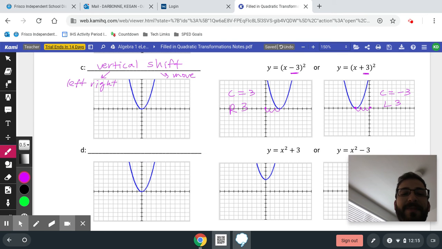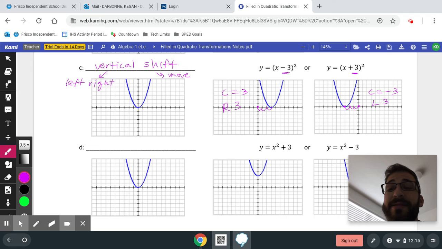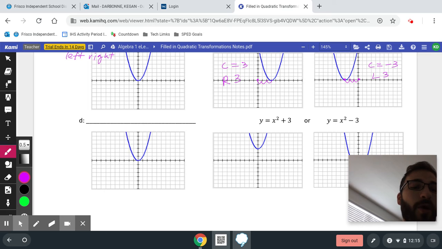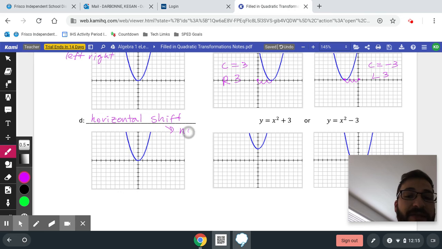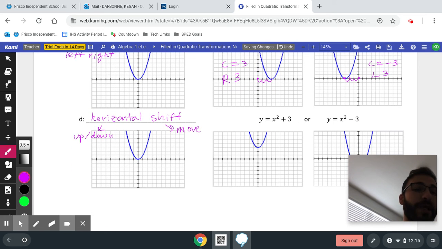Okay. Now, last but not least is D. Okay. D is going to be the one that's outside the parentheses. So that's the biggest thing that you can see the difference between C and D. C is inside the parentheses. D is outside the parentheses. And D is going to be a horizontal shift. So once again, we said shift means to move. And this time horizontal means up or down. Okay, so C meant left or right. D means up or down. So pretty easy to remember.